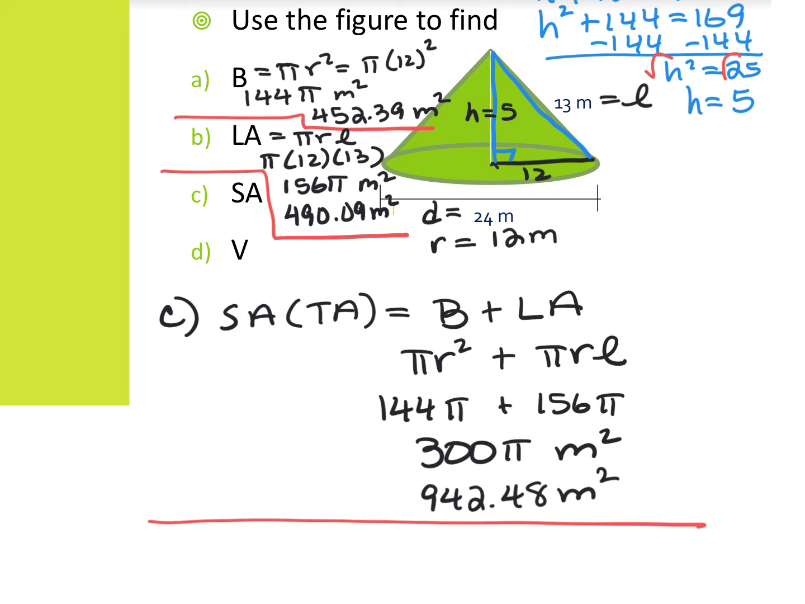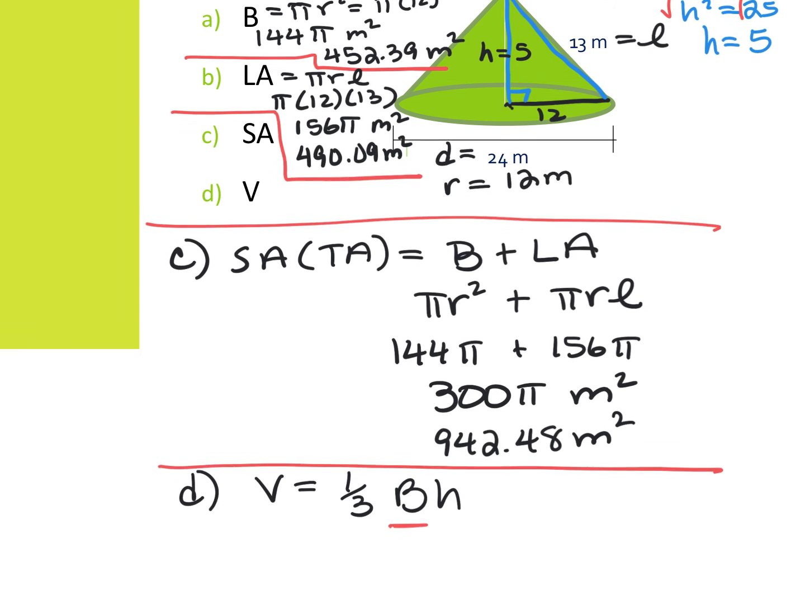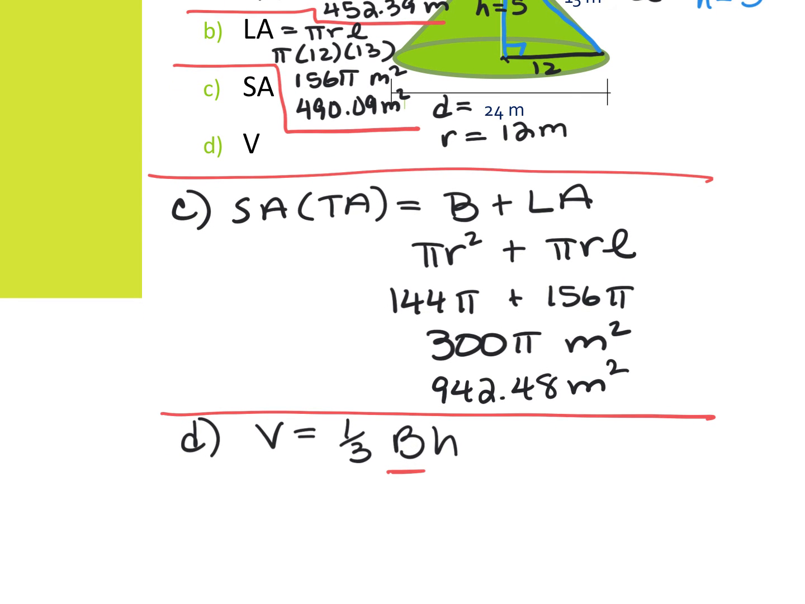And lastly, the volume. Again, formula for volume, 1/3 BH. And again, we've already calculated the B up in part A. So volume is equal to 1/3 times 144, which is the area of the base. And the height we found with the Pythagorean theorem. And we found out that the height was 5.